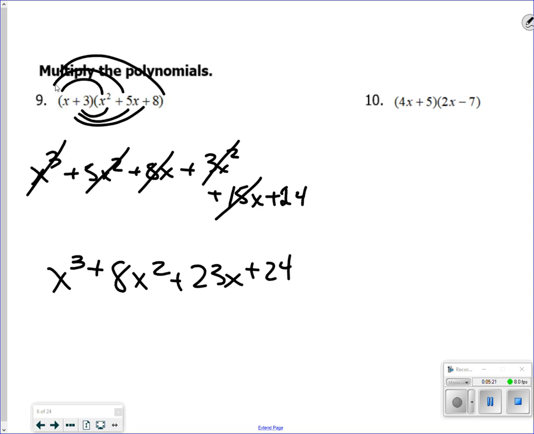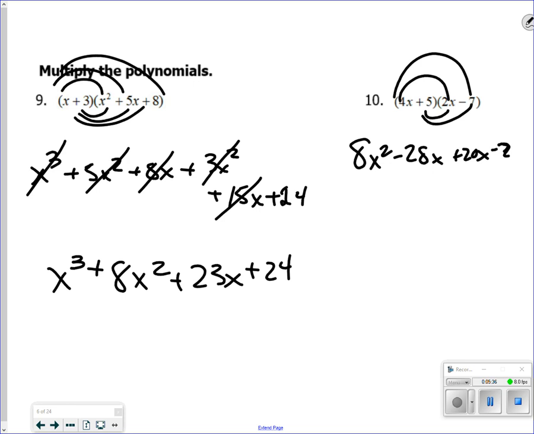Back to foiling again. So if you want to hit pause and try this FOIL by yourself, see if you can get it right. First, outer, inner, and last. Add like terms.